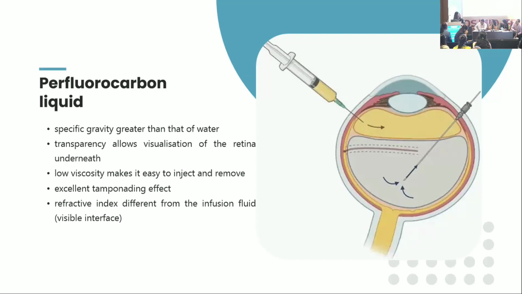So we have got the PFCL bubble. We inject it slowly through the infusion cannula over the posterior pole, the disc surface. What this does is, this gradually spreads and flattens out the entire retina up to the periphery. Now, the properties of the PFCL are as follows.